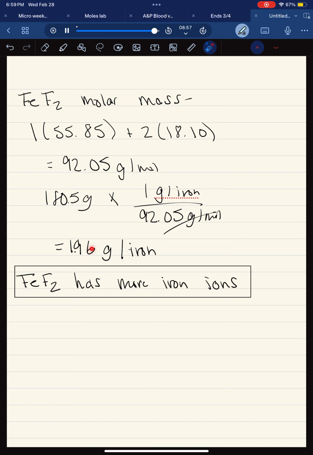So that tells us our substance here has more: our iron fluoride has more iron ions than our iron sulfate.